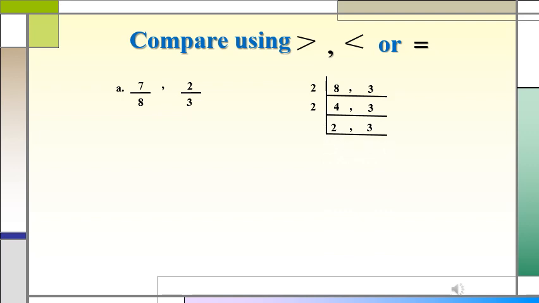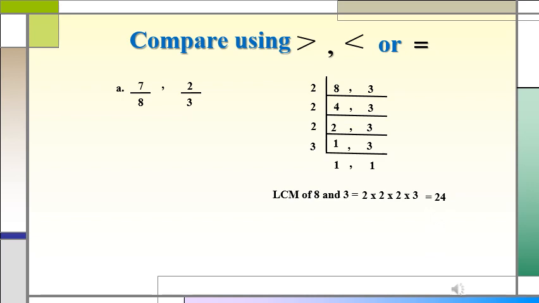2 is divisible by 2, so 2 times 1 is equal to 2 and bring down 3. 3 being a prime number itself, 3 is divisible by 3. Bring down 1 and 3 times 1 is 3. So we have got the LCM of 8 and 3 as 2 multiplied by 2 multiplied by 2 multiplied by 3, which is equal to 24.